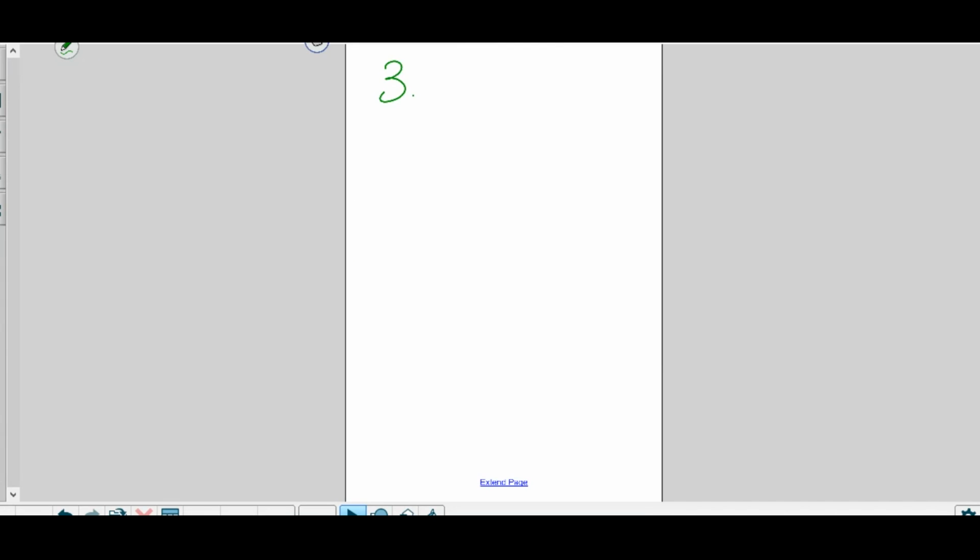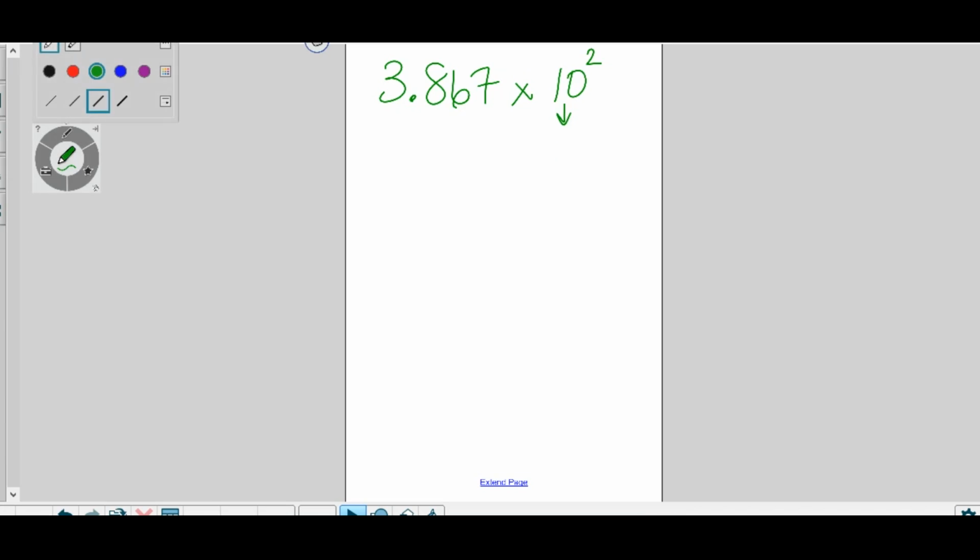We have 3.86, and we'll end it with the 7. So 3.867 times 10 to the second power. Now, dealing with that, I like to convert my exponent into the value, which would be 100 because it has 2 zeros in the exponent.